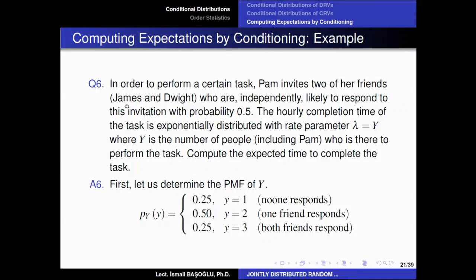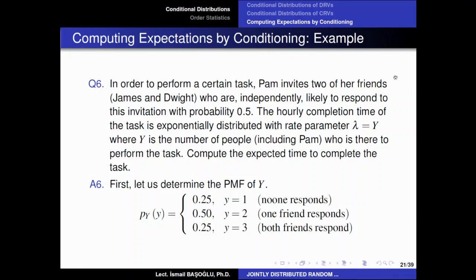So here we are inviting 2 people, each of which is likely to arrive with 0.5 probability. The number of people who arrive among James and Dwight is a binomial random variable with size parameter 2 and success probability equal to 0.5, and the probability of exactly 2 people arriving is going to be 0.25, which means if 2 people arrive along with Pam, there will be 3 people there to perform that task.